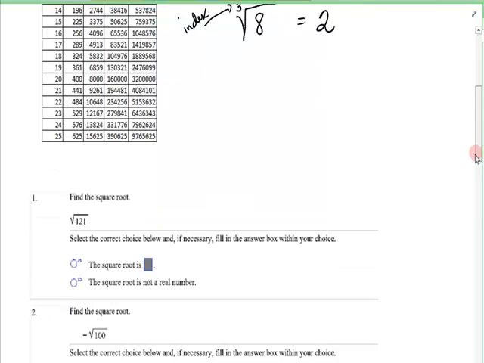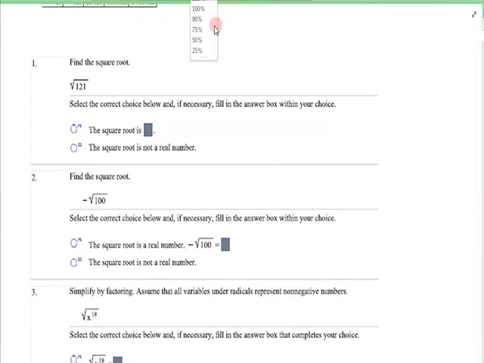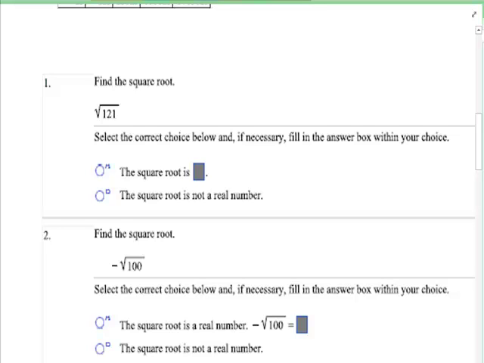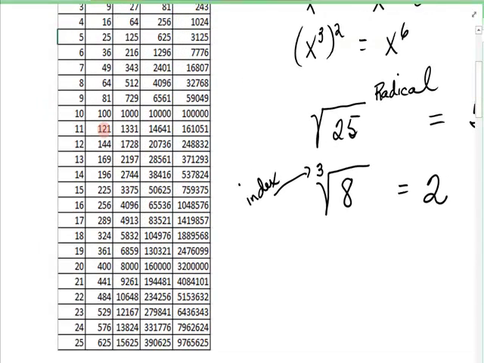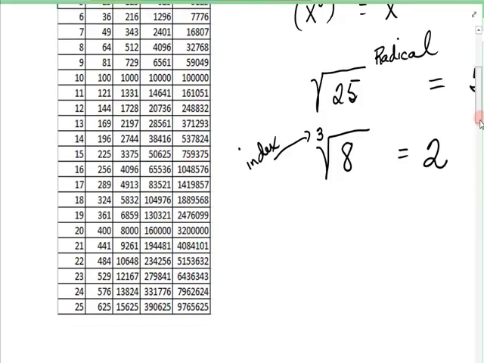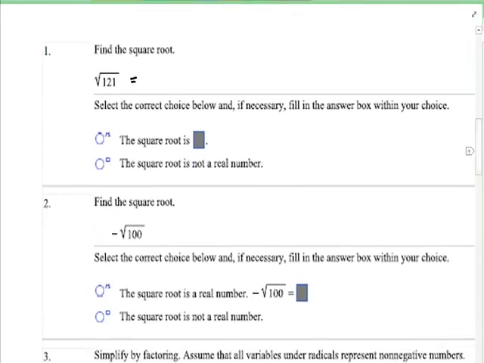All right, let's look at some problems. I'm going to go ahead and enlarge this a little bit more. There we go. Question number 1 says find the square root. What is the square root of 121? If you look at your chart or your calculator, 121 is a perfect square. Its square root is 11. If you need help with your individual calculator, talk to your teacher in your class. So here we would choose this one and put 11. When would you not have a square root? We'll look at that in a few minutes.